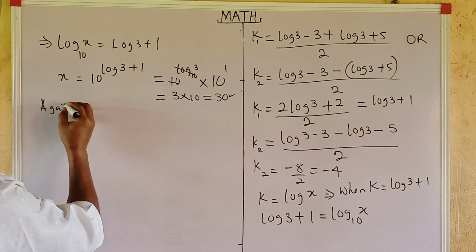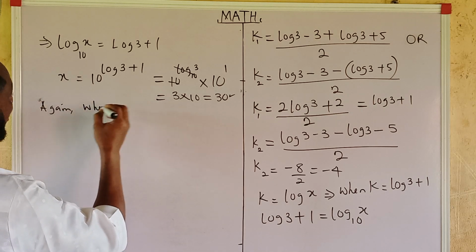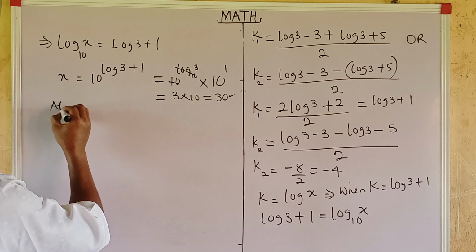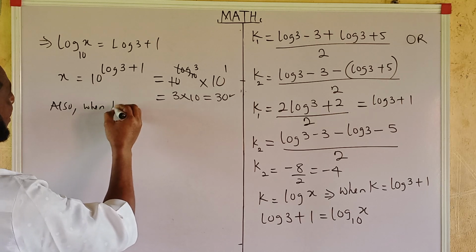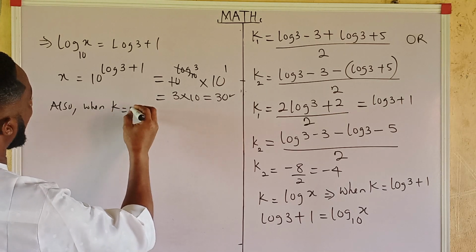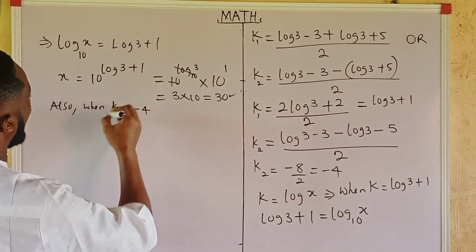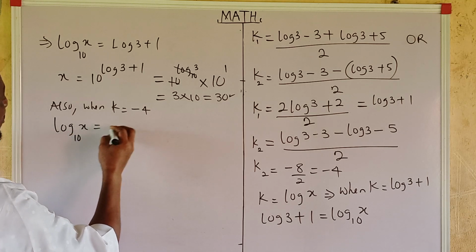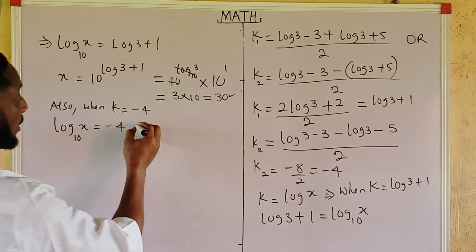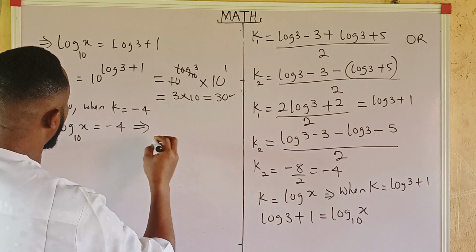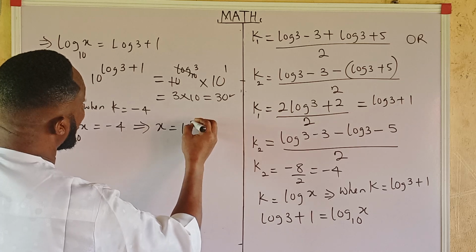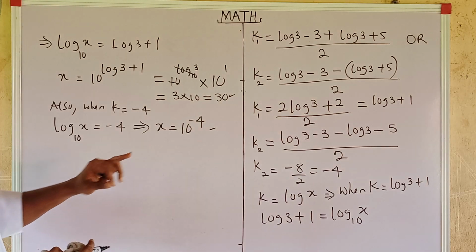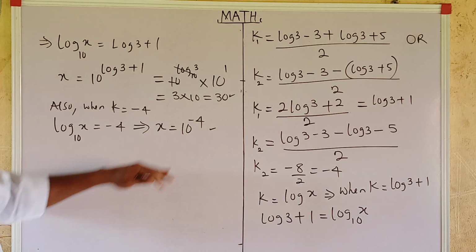Again, when k equals negative 4, I also have log to the base of 10 of the argument x equal to negative 4. If I transform this to exponent, that becomes x equal to 10 to the negative 4th. So this is the second value for x. I'm very sorry for that oversight.